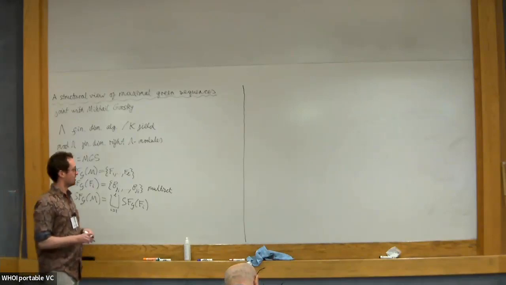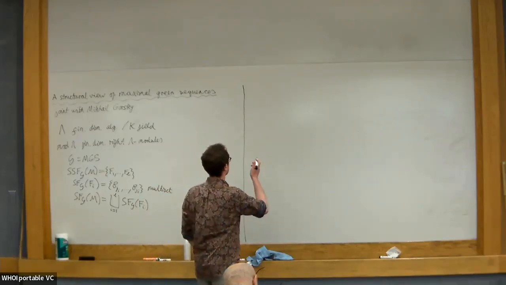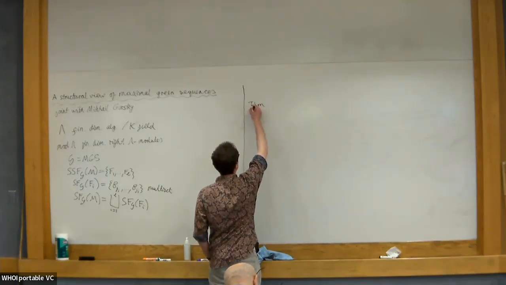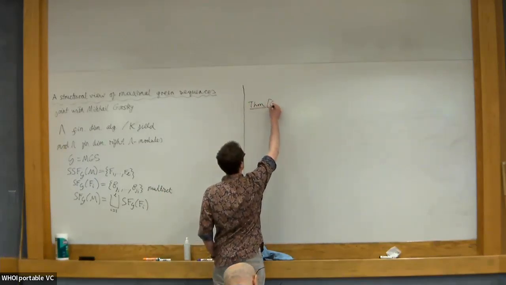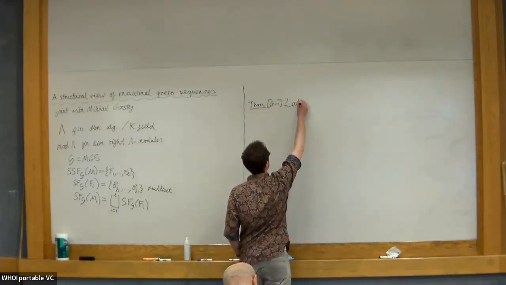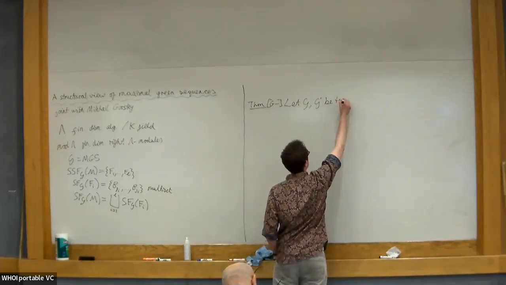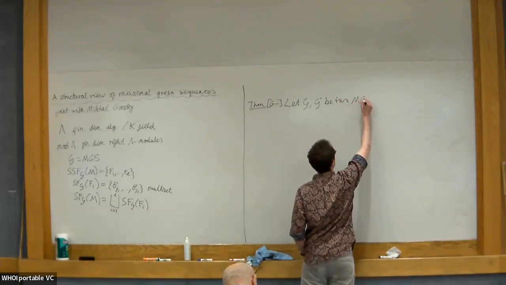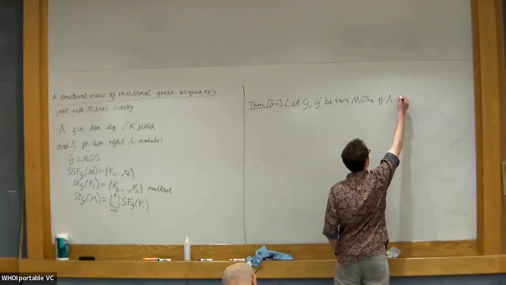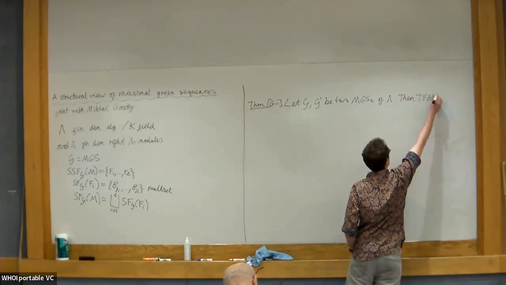Okay. We can now state our first result. So if we let G and G prime be two maximal green sequences of lambda, then the following are equivalent.